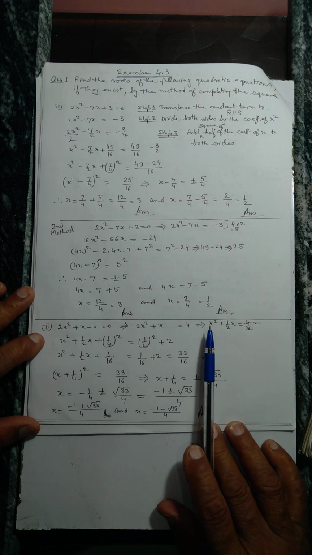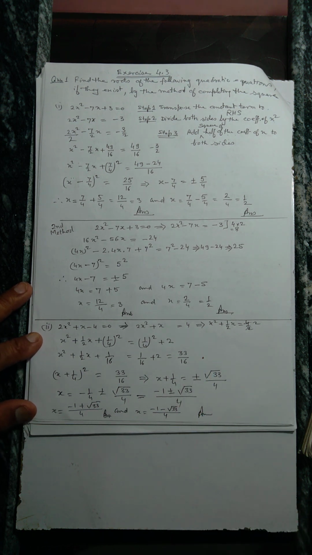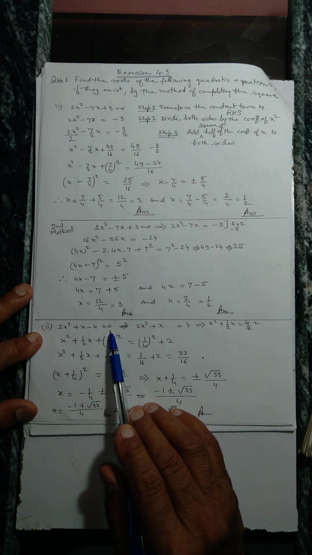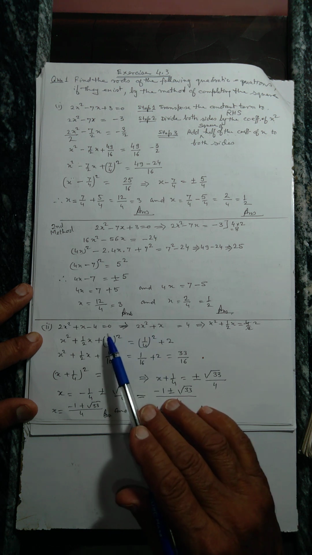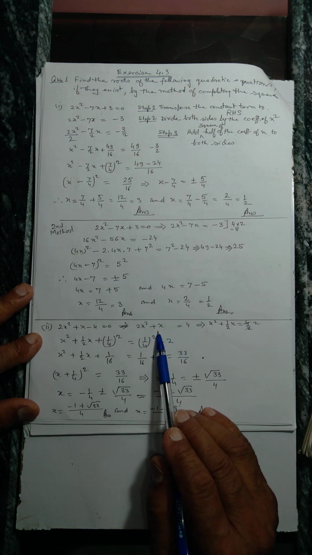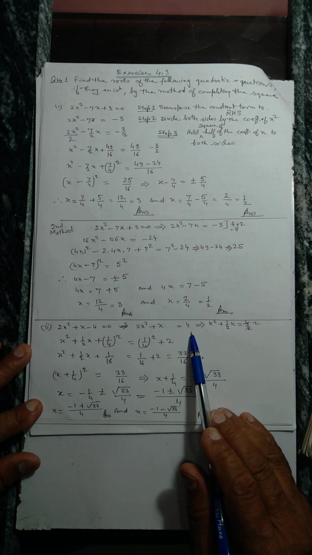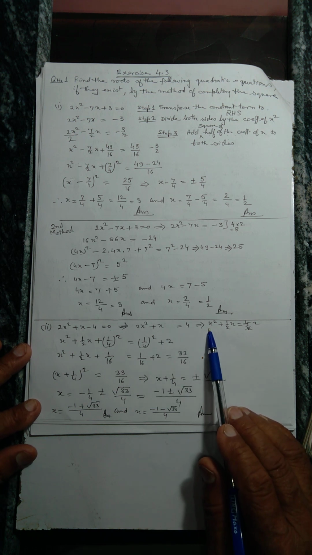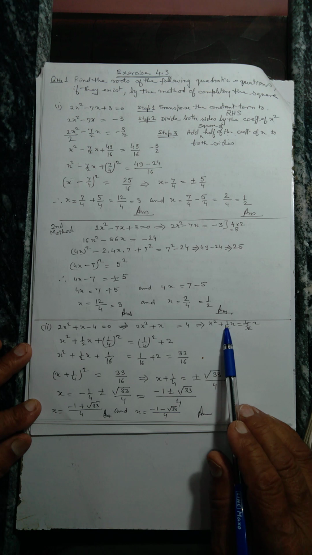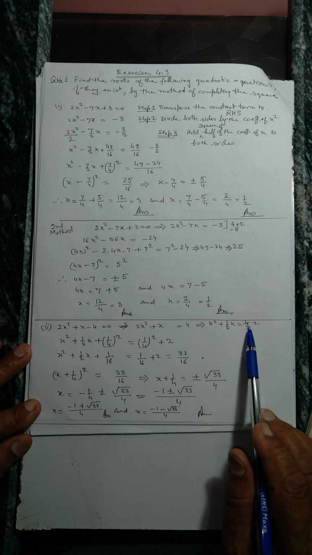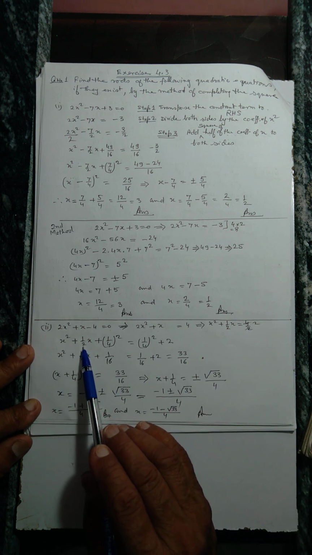Now proceed to the second part of question number 1, that is 2x square plus x minus 4 equal to 0. I have transposed the constant term to the right hand side. So 2x square plus x equal to 4. Now divide both sides by the coefficient of x square. So x square plus 1 by 2 x equals 4 by 2, which becomes 2.